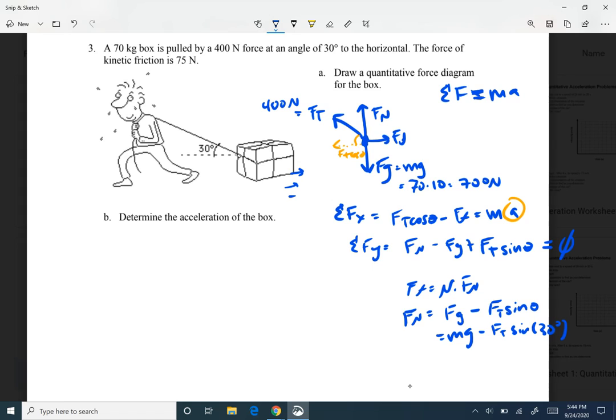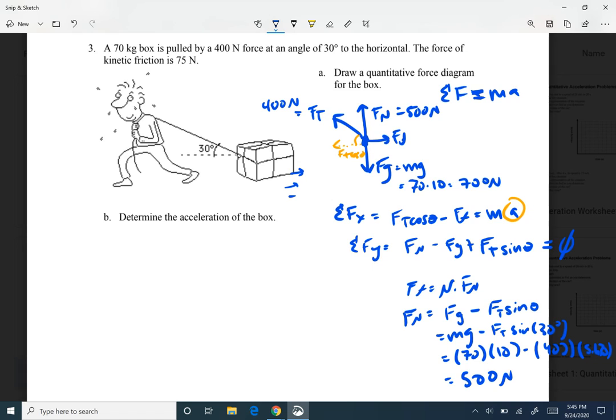So let's just plug in some values. Our mass is 70 kilograms. Gravity is 10 minus our force tension, which is going to be 400 times sine 30. Let's plug it in the calculator. So 70 times 10 minus 400 times sine of 30. Make sure your calculator is in degrees. So that's going to equal 500 newtons. Great. So we know that our force normal is 500 newtons.